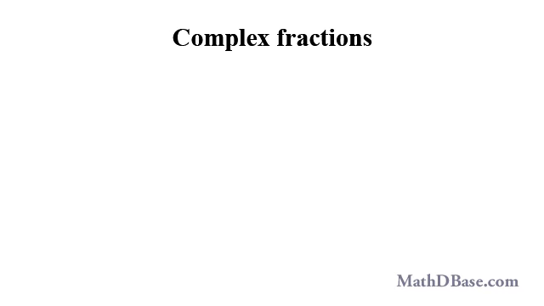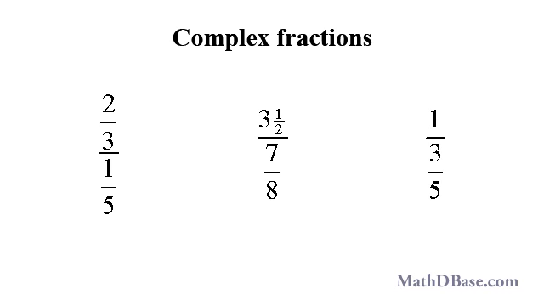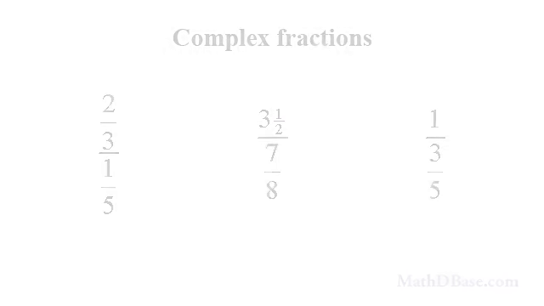A complex fraction is a fraction whose numerator and denominator are both fractions. 2/3 over 1/5, 3.5 over 7/8, and 1 over 3/5 are all complex fractions. This last one is complex since 1 can be written as 1 over 1.